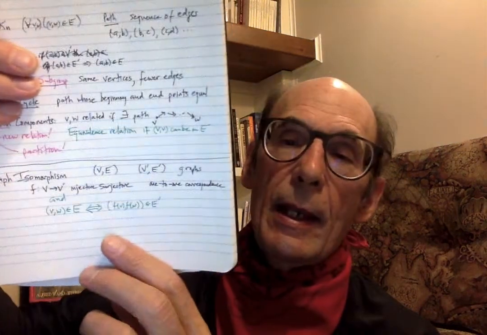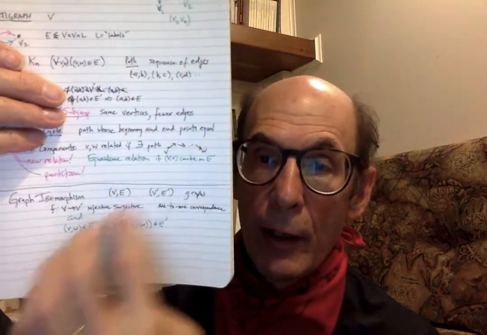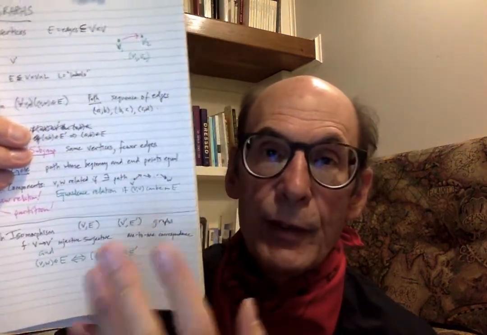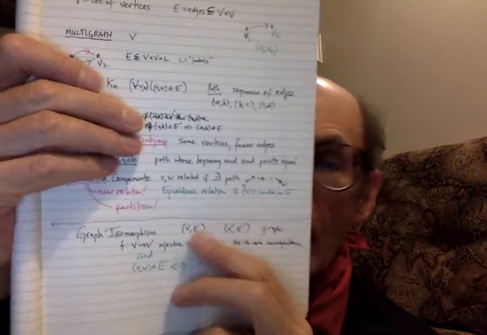And so I'm going to write that property this way. If I have VW is an edge in one of them, that happens if and only if f(v), f(w) is an edge in the other. So this is a much more actionable way of saying, oh, same vertices, same edges. But I mean, that's what we're trying to say. Same vertices, same edges. But we're trying to say it in a way that gives us handles to prove things about graphs. So this is the graph isomorphism.